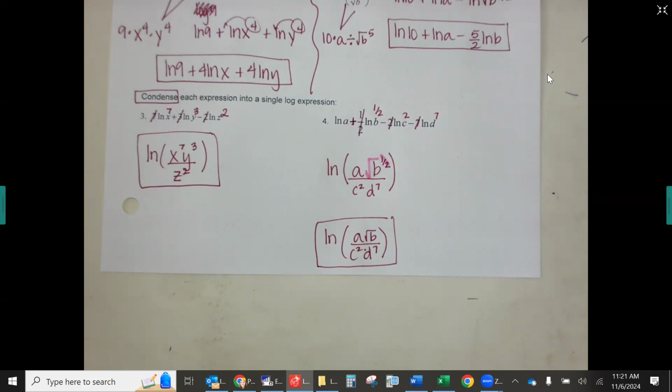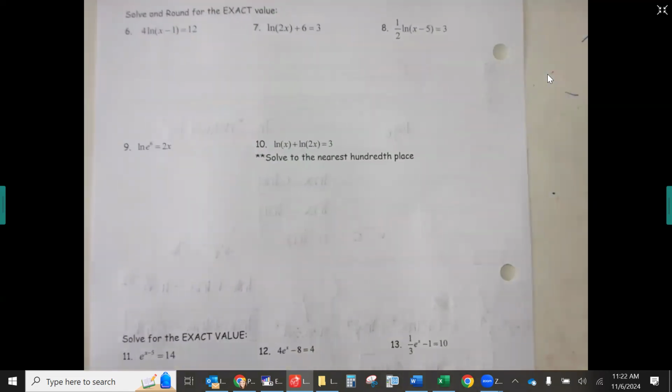All right, on the back side, you're going to see that you have a question for ln. I want you to rewrite that as 4 little log e, because remember that ln means log little e. So this is the same as this.